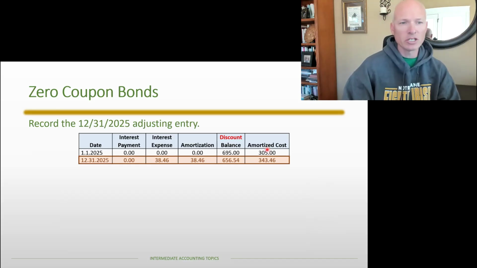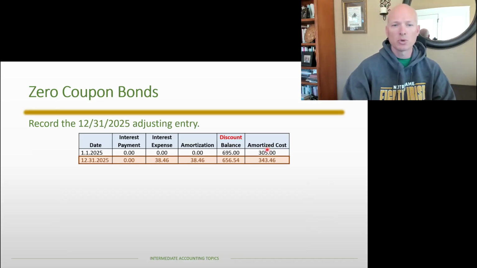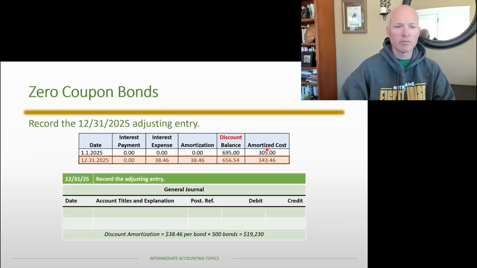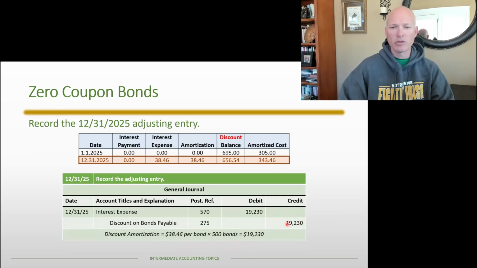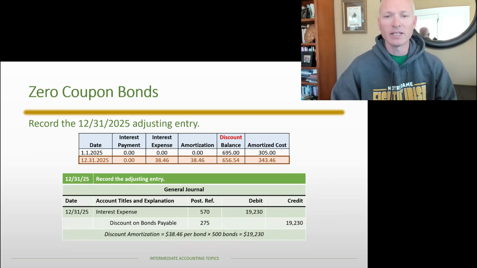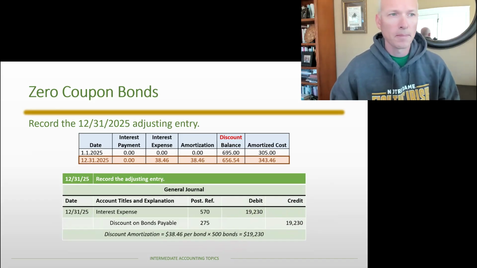So for the first adjusting entry on December 31st, 2025, we just take the information from the table. The amortization is $38.46 per bond. We apply that to 500 bonds for a total amortization of $19,230. And from that, we can get the interest expense also of $19,230.